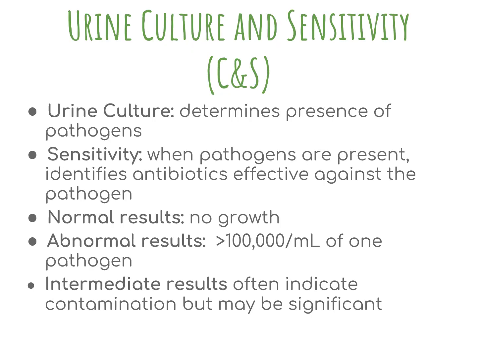Diving a little deeper into urine culture and sensitivity. This is a urine culture that determines the presence of pathogens. The sensitivity portion is when pathogens are present, and it identifies antibiotics that are effective against the pathogen. Normal results mean there is no growth, and abnormal results are greater than 100,000 milliliters of one pathogen. Intermediate results often indicate contamination but may be significant.